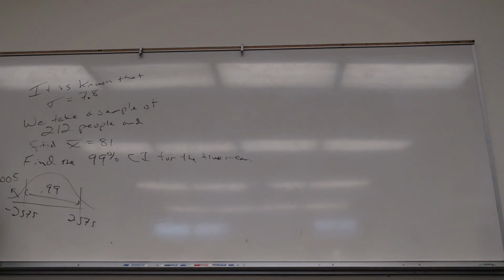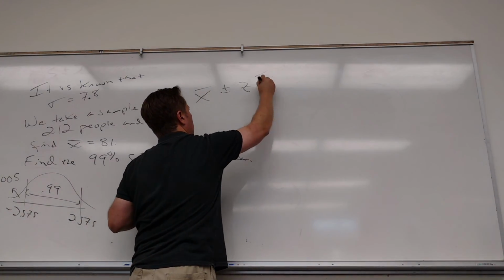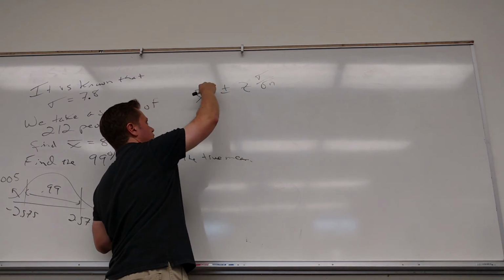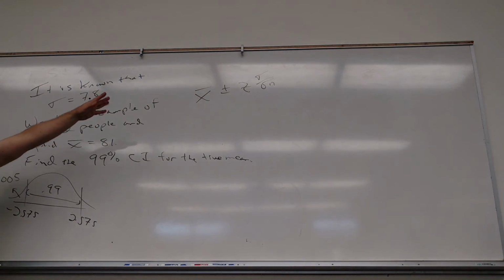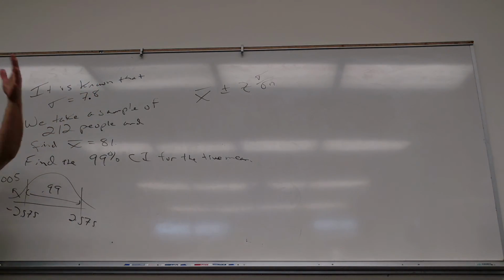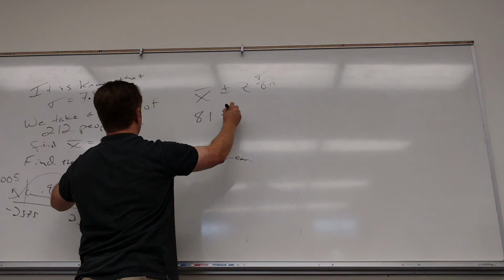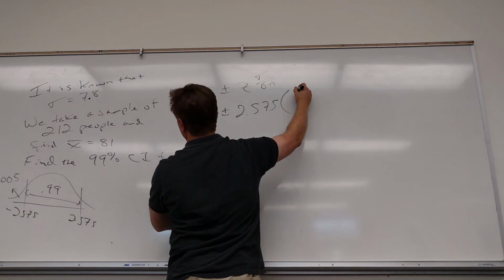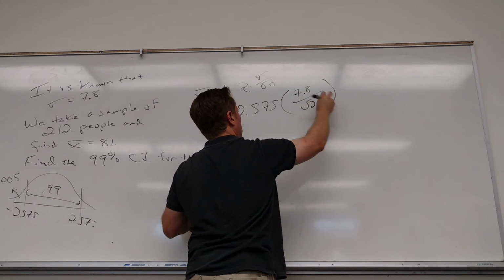All right, so what just happened? I'm trying to create a confidence interval, so I know I'm using this formula here. I'm given this, I'm given this, I'm given this. I had to figure out what that is, and we just did. We got 2.575. So now I just plug and chug. So this would be 81, give or take 2.575 times the standard deviation 7.8 over the square root of 212.